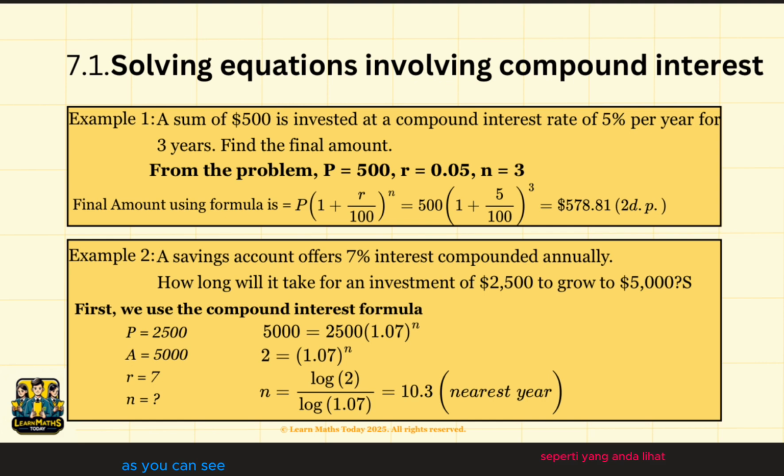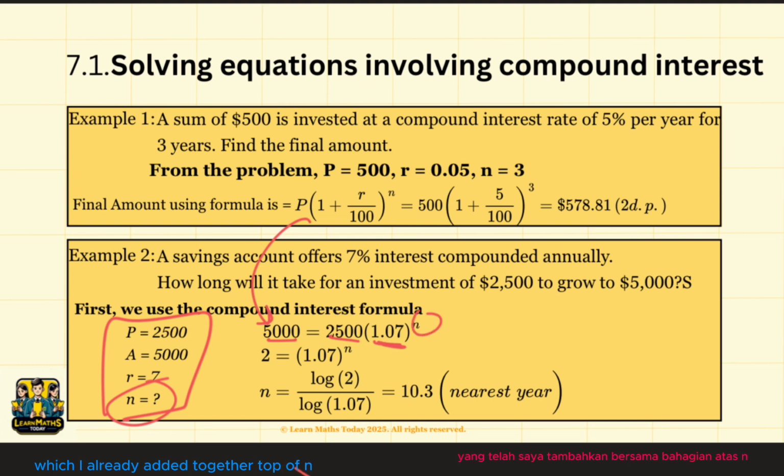As you can see, we just need to find the unknown value, which is this. So we put this formula into here. A equals P times 1 plus the interest, which I already added together, to the power of N. And then you get this value. Now to find N, you just take logarithm or ln of both sides, and you find this in terms of nearest year.